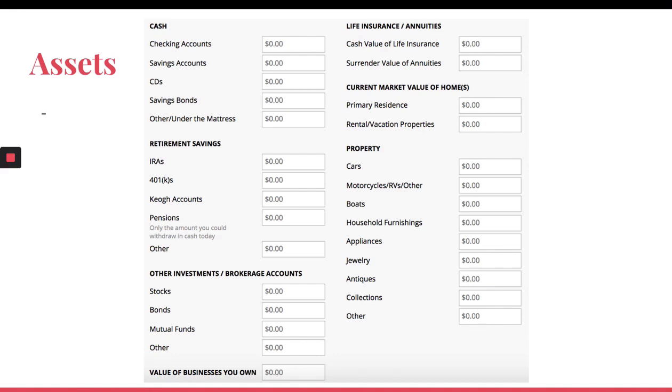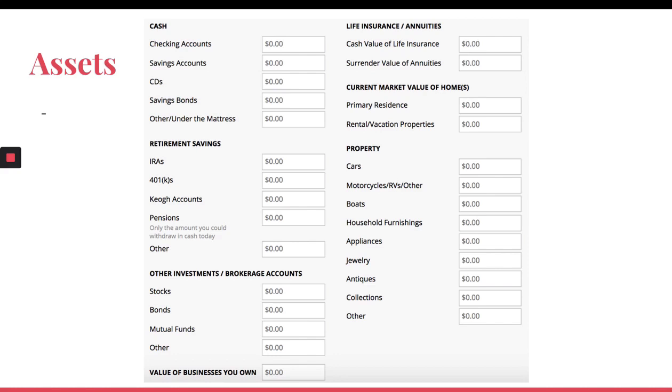So first, let's start with cash, what we consider cash. So checking accounts and savings accounts, I'm sure you're pretty familiar with. That's just your regular old type of bank, like your debit card. I have a checking and savings account at Bank of America. So that's pretty simple.